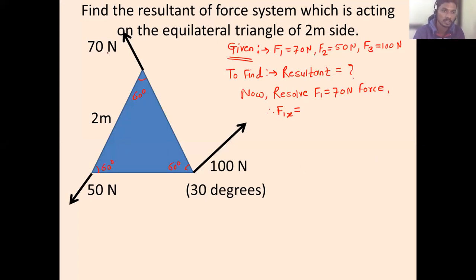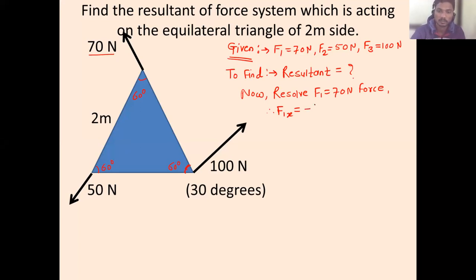Here that force has made an angle of 60 degrees with the horizontal, that means the x-axis. Tell me what is its x component. Minus 70 cos 60. Minus or plus? Minus 70 cos 60. Very good.